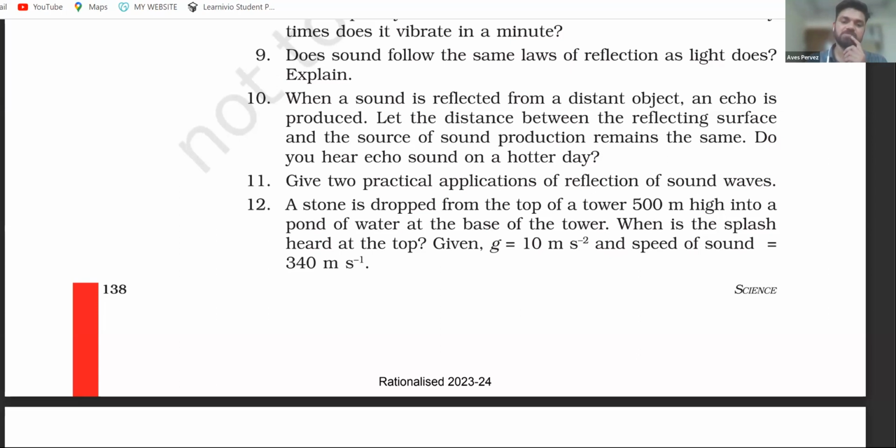Any idea? First we will find the initial velocity. Okay, then we will find the time. Okay, let's do that question. Wait a minute. What was the question?